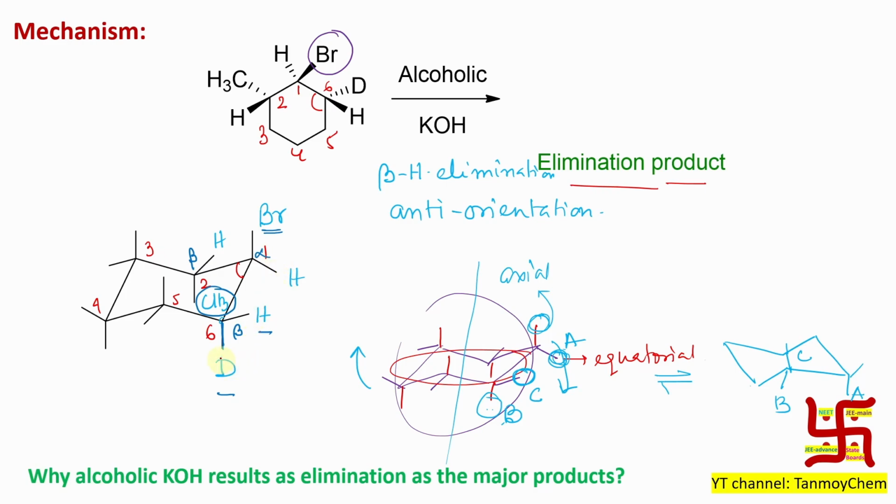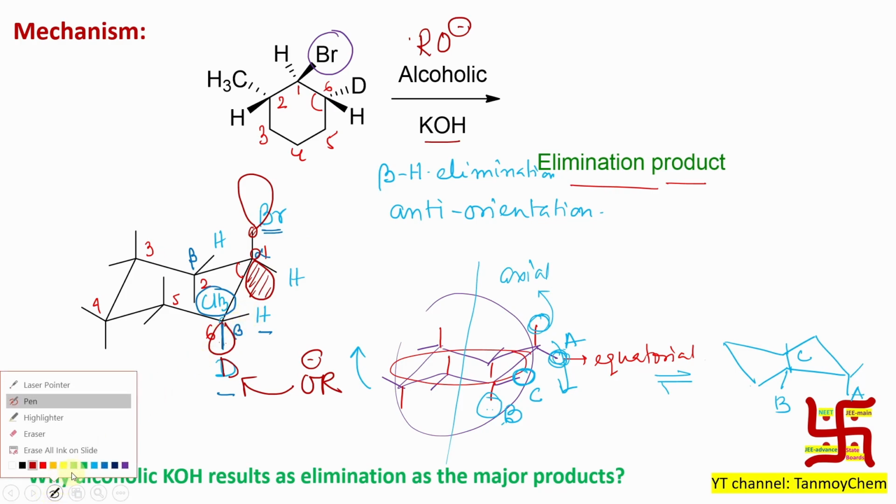So this deuterium will be eliminated. Now when this base KOH, actually alcoholic base, or generally you can consider ethanolic, is used, RO minus is produced, so it abstracts this D. Okay, so this bond pair can overlap with the sigma star of this C-Br bond. Sigma star has opposite symmetry, so this is the thing. Now these can overlap.